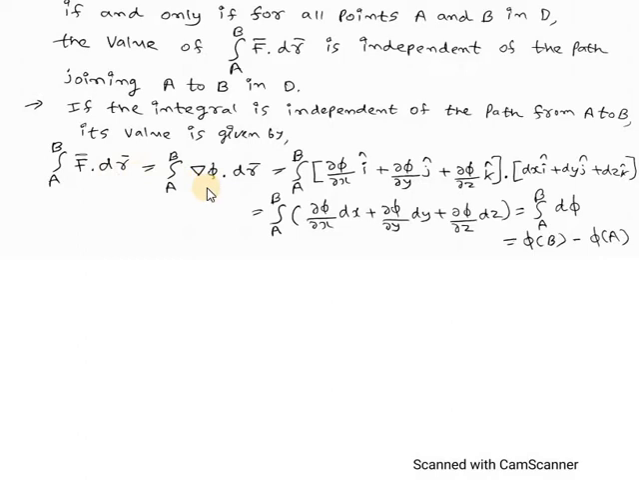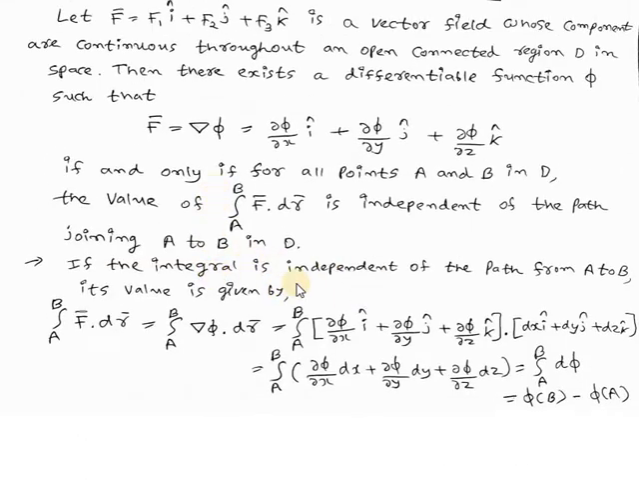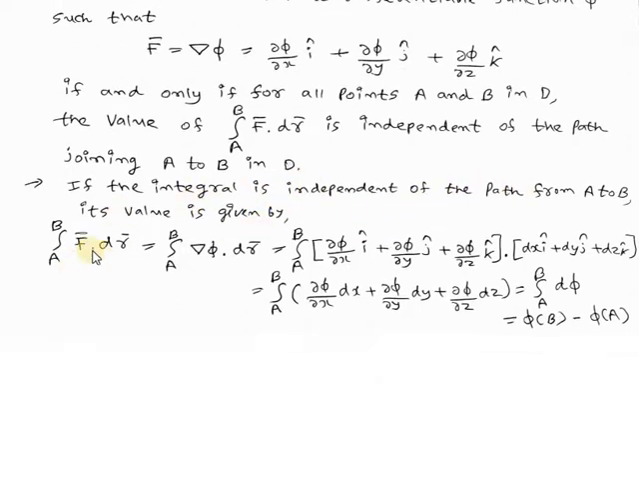And what is f bar? F bar is gradient phi, because we are discussing for this line if the integral is independent of the path. So for that we can write f bar is equal to gradient phi, so gradient phi dot dr bar. Now what is gradient phi? It is del phi by del x i cap plus del phi by del y j cap plus del phi by del z k cap, dot dr, which is dx i plus dy j plus dz k.